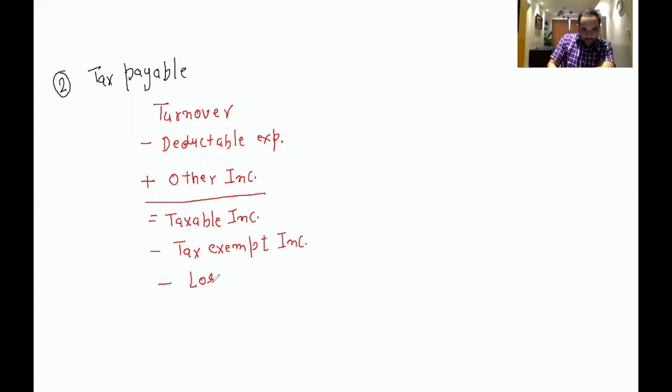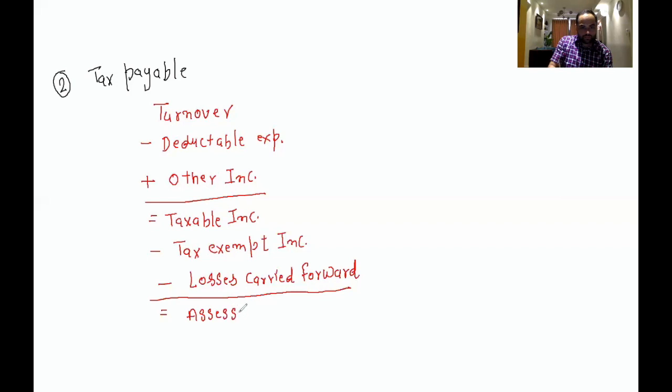Minus any losses which are carried forward. Losses carried forward means that we have losses from the previous year and we carry them forward to the next year, or in the current year we brought them down from the previous year. So we have to subtract them from taxable income after subtracting tax exempt income. Make sure we follow exactly the same order. Then whatever amount we get after that is called assessable income.